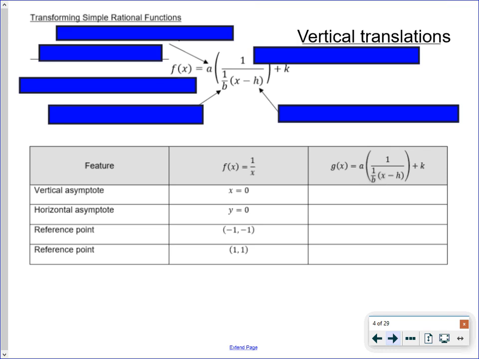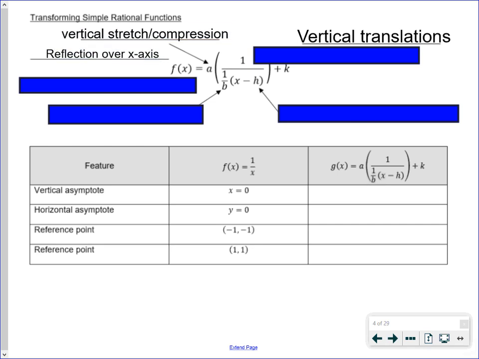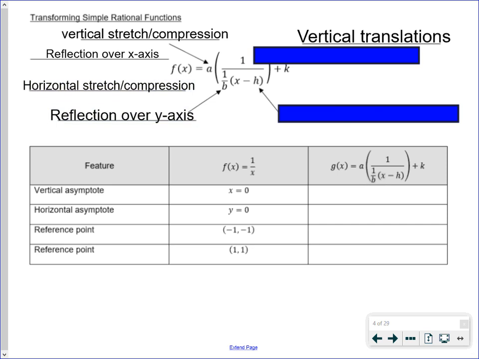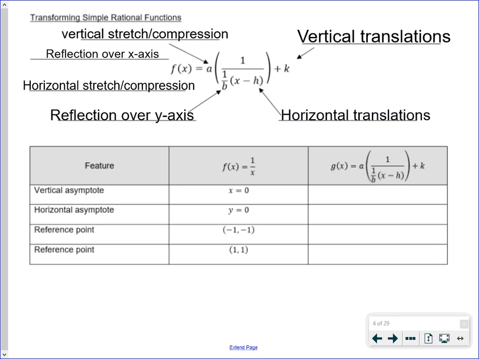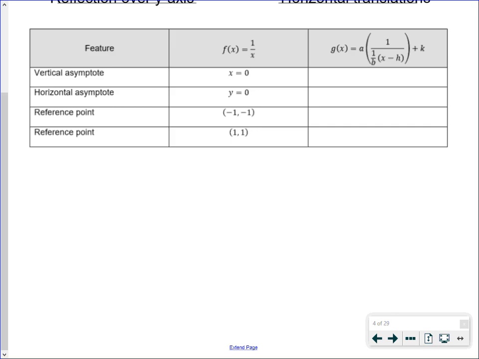Here we have our transformation rules. So we're going to start on the left side. We have a. Remember, a tells us if it's a vertical stretch or compression, and if it reflects over the x-axis or not. Our b term will tell us if there's a horizontal stretch or compression, and if there's a reflection over the y-axis or not. This one kind of moved, but the k value is a vertical translation. It shifts up and down, and our h value tells us if there are any horizontal shifts left and right, or horizontal translations, whatever you want to say. Okay? So let's go on to the table on the bottom.